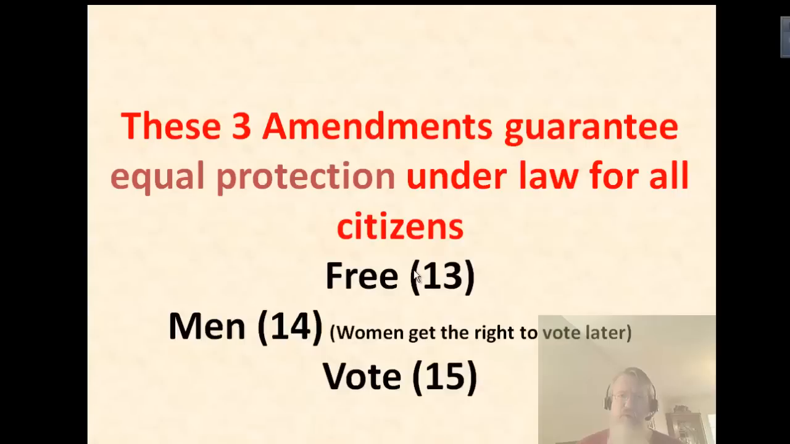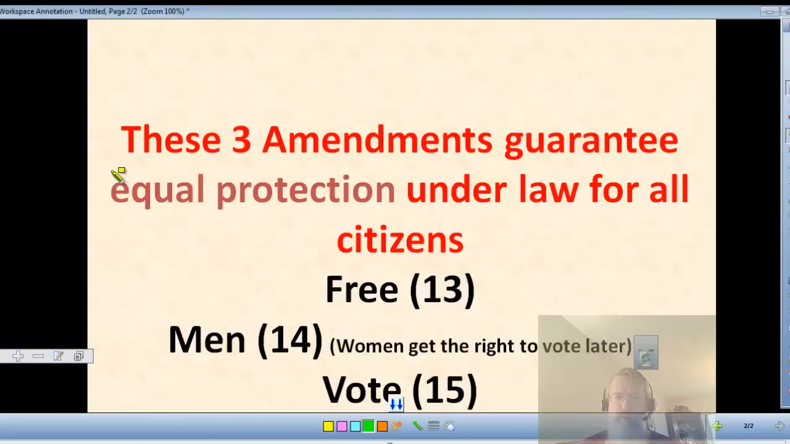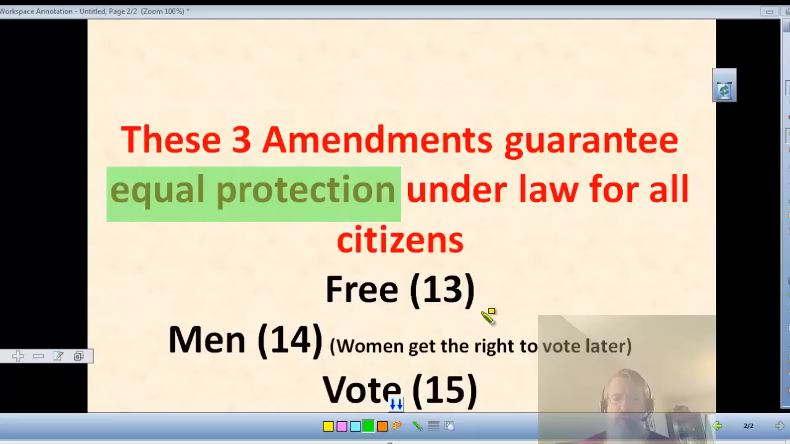So, these three amendments, if you go together, you really want to emphasize this word here. I'm going to highlight it for you. This lets me highlight it. Equal protection under the law. Together, these three amendments, the 13th, 14th, and 15th Amendments: 13th, free. 14th, men. Women get the right to vote later. 15th, vote. Now, I didn't come up with that little memory trick. Free men vote. 13th, 14th, 15th Amendment.